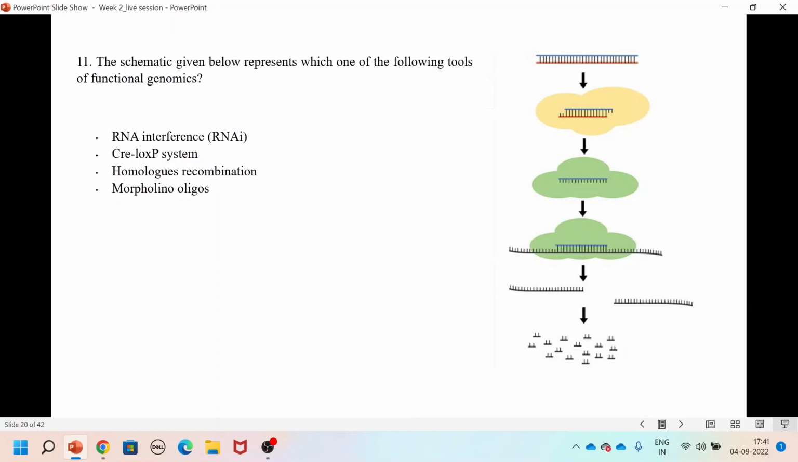The morpholinos block the access of other small molecules to specific sequences of base pairing surfaces of the RNA. Thereby the RNA will not be able to translate and therefore will not be able to produce the protein. So this is basically an approach which we can use as a tool for reverse genetics if we want to study gene function by knocking down the gene.